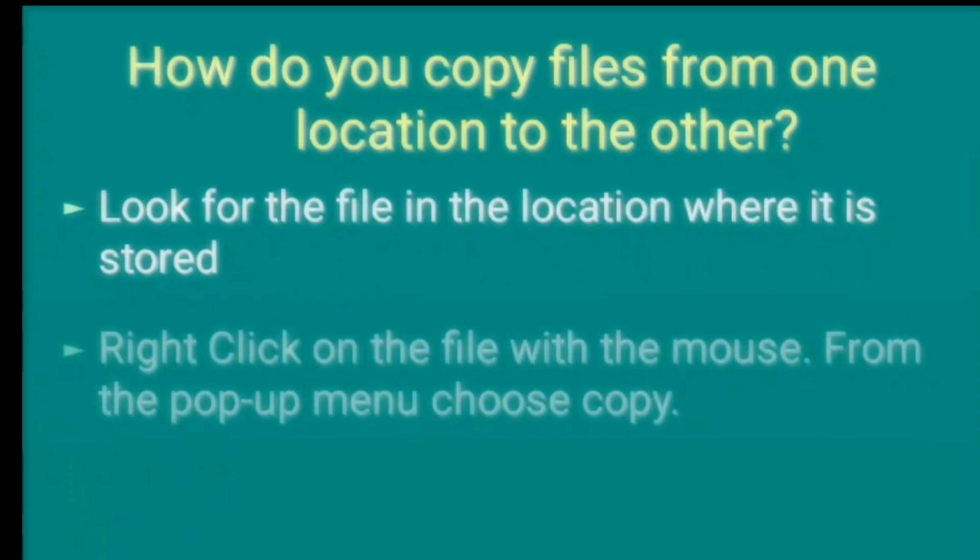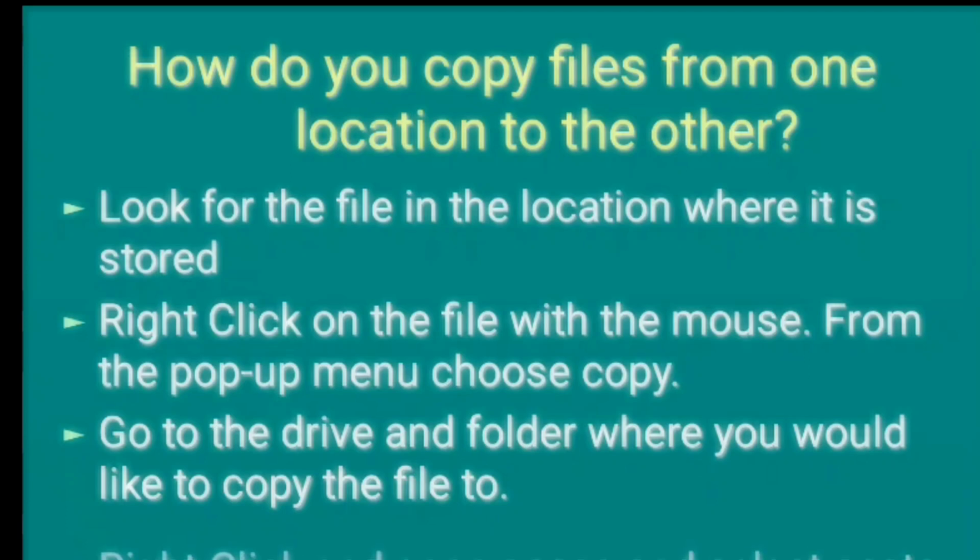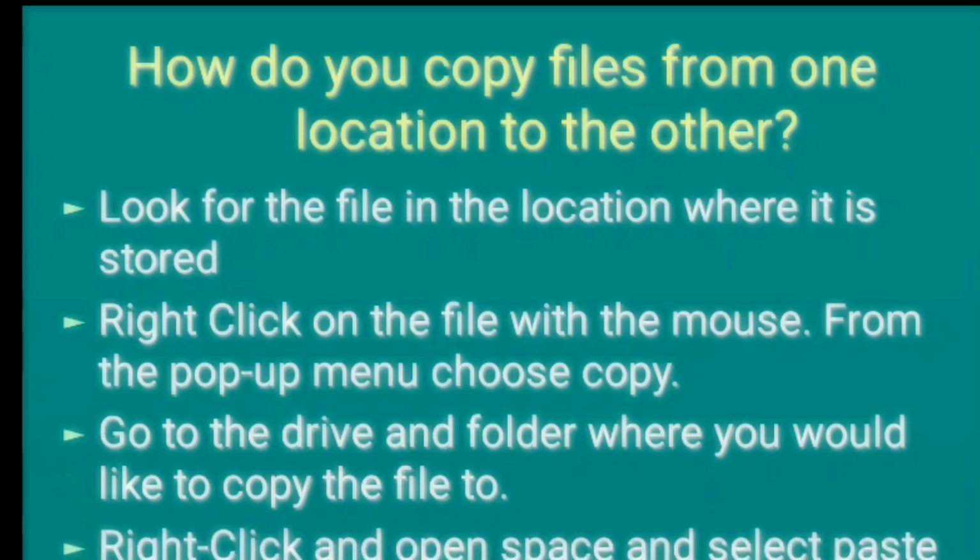How do you copy files from one location to another? Look for the file in the location where it is stored. Right click on the file with the mouse and from the pop-up menu select copy. Go to the drive and folder where you would like to copy the file to. Right click and select paste.